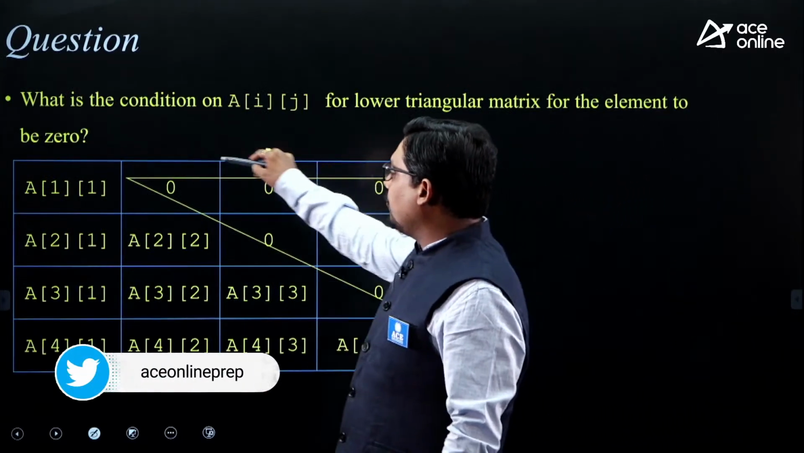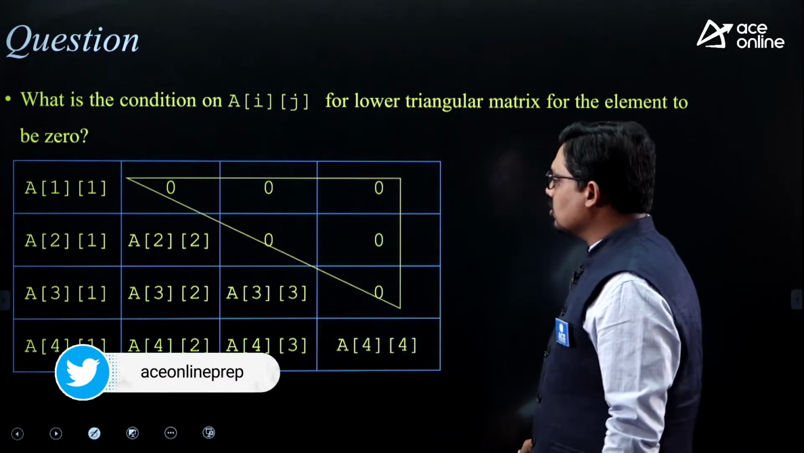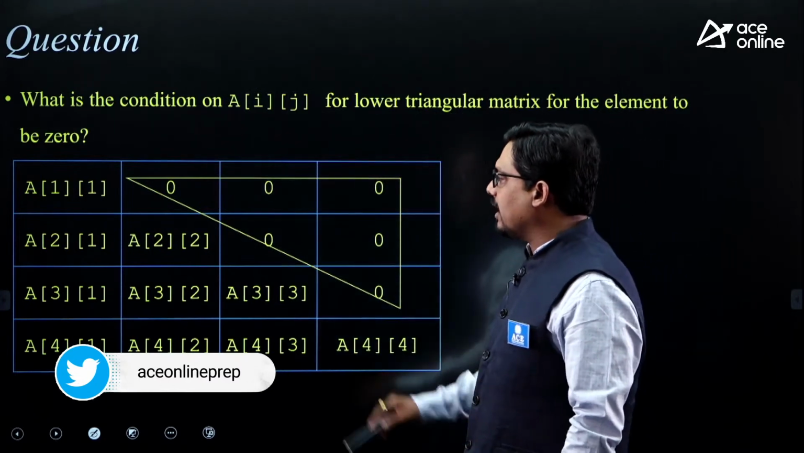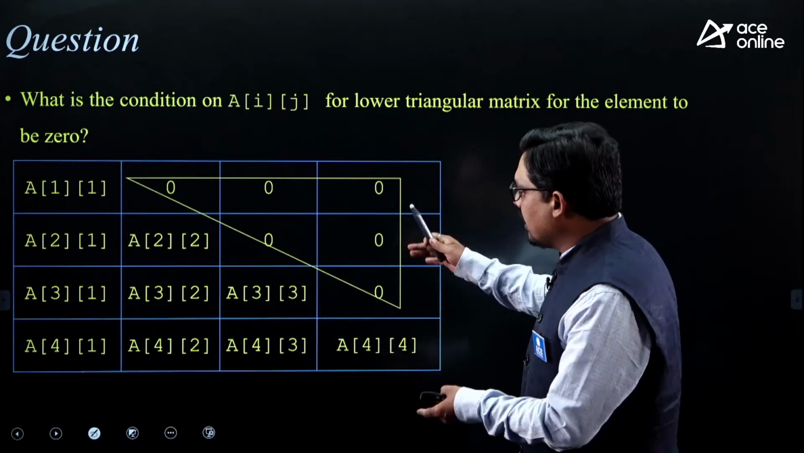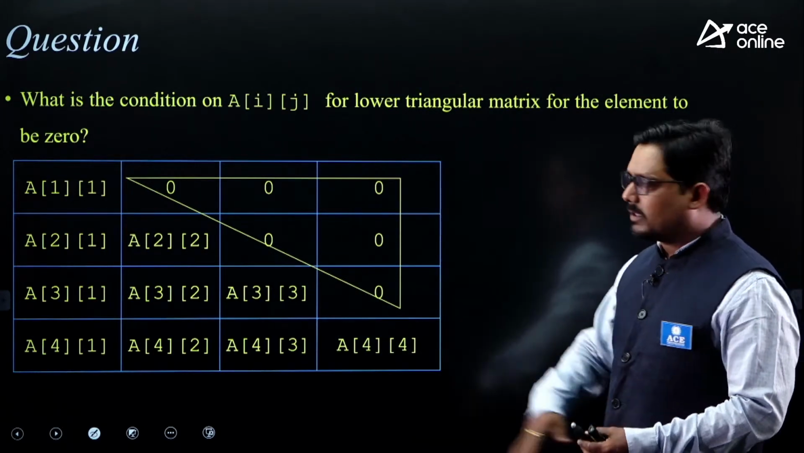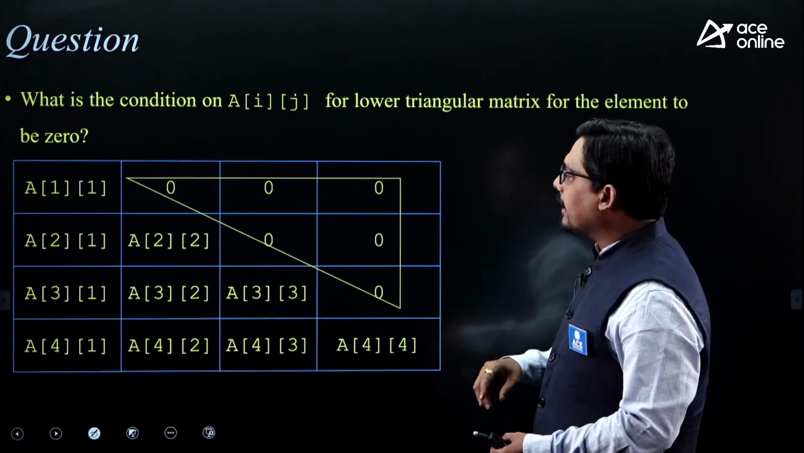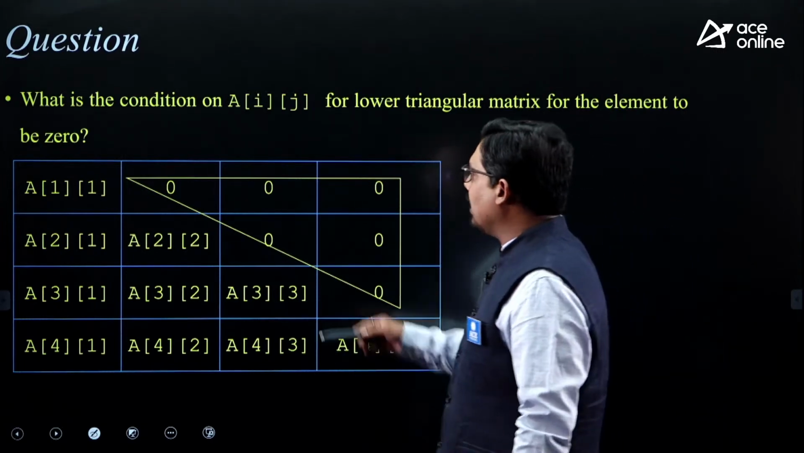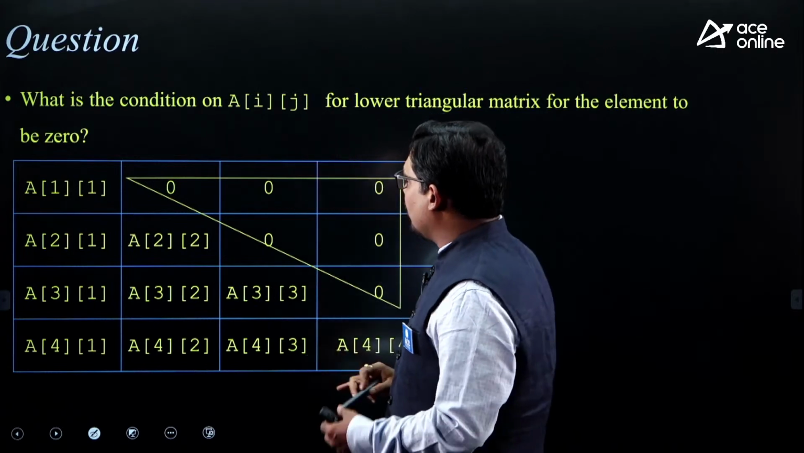What is the condition for which the value will be 0 in this case? This is also one of the very simple concepts and simple questions related to arrays. You can have the arrangement of an array in many different ways, but these conditions are like logical testing: for what values of i and j will the element be equal to 0.